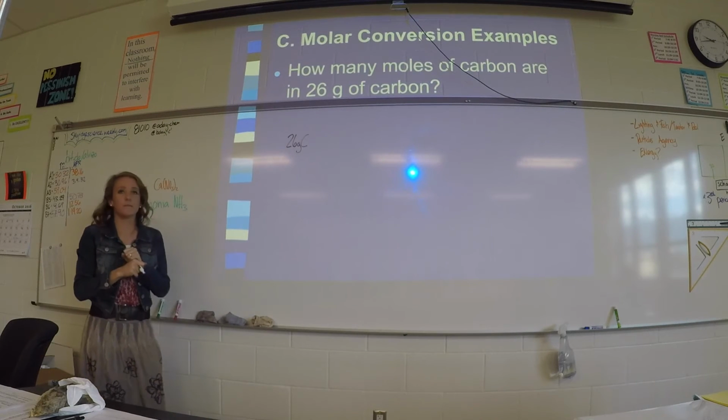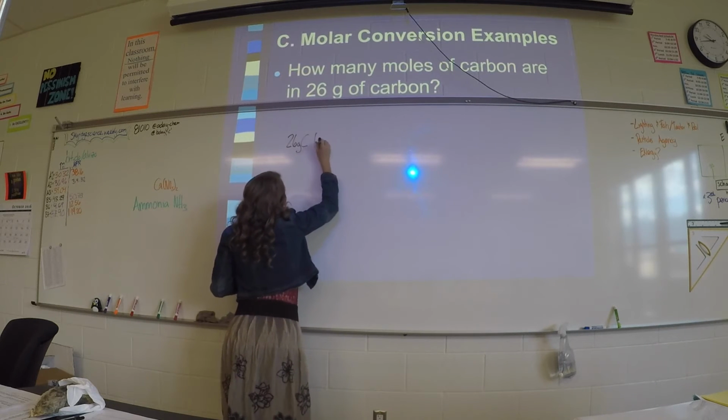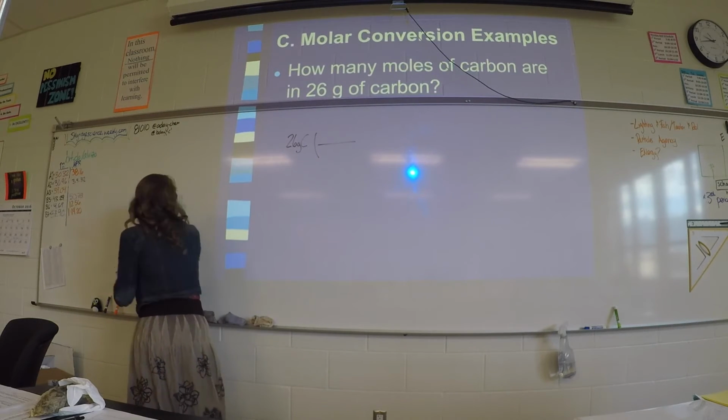26 grams of carbon is what we know. And then grams go on the bottom. Good. Why do grams go on the bottom? Because they have the same number. Because we always want to cancel, right?